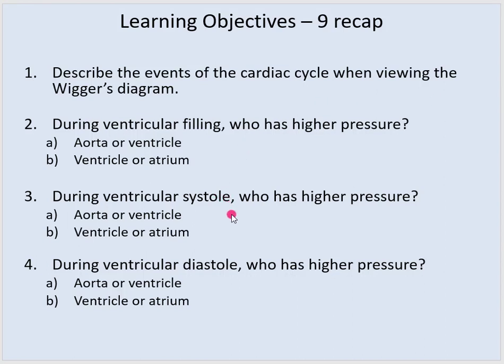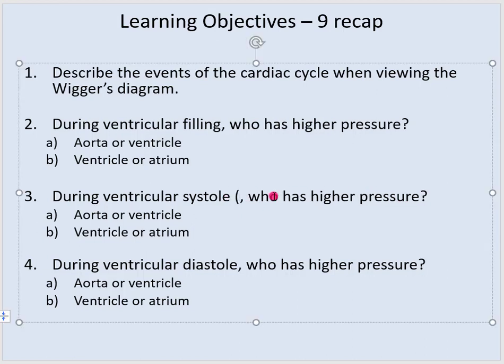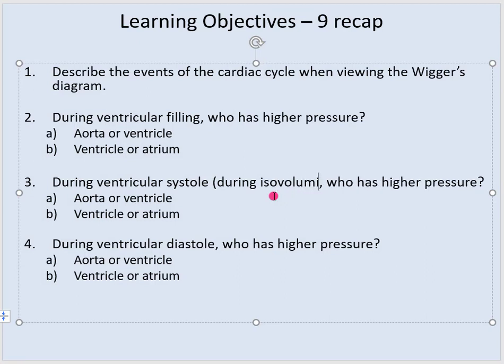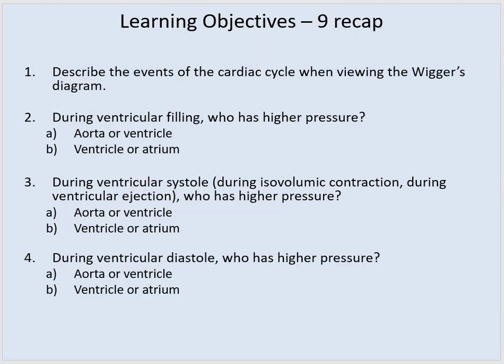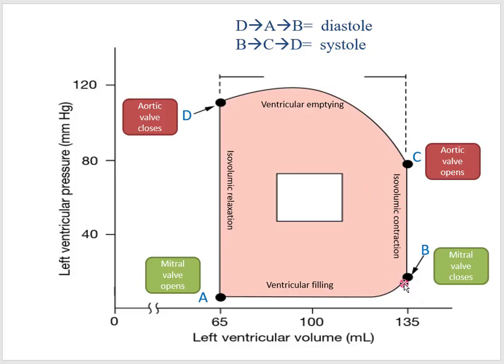Actually, one quick point of clarification. What you might want to do is, so this is ventricular filling. When I say ventricular systole, you might want to split this question up and say during isovolumic contraction. That's one part of systole, right? And then the other part would be during ventricular ejection. So you might want to separate it out that way, since remember that systole itself includes both this part here, isovolumic contraction, as well as ventricular emptying. So you might want to break the question down that way.